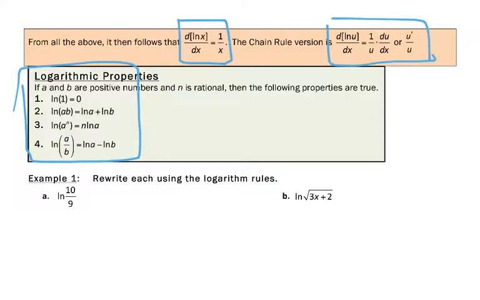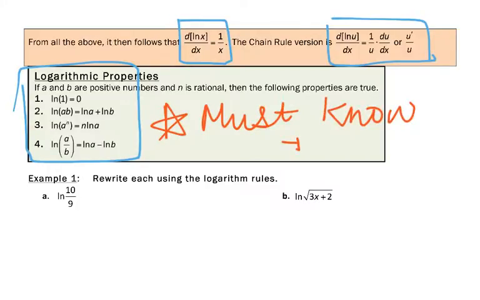So this is important. Make a star. Must know this. Okay, you have to know this. Otherwise, you're going to get lost. For this chapter, you will not be able to take derivatives or antiderivatives without these special rules, because we need to rewrite our function and apply these rules. So you've got to remember this, all right?